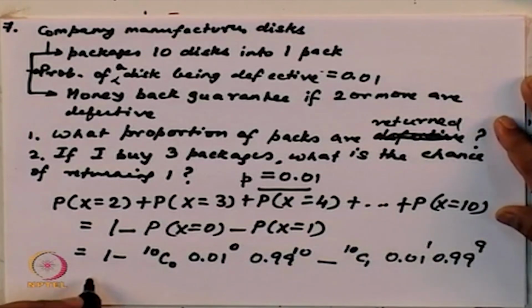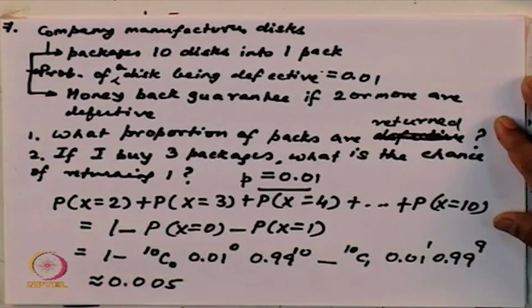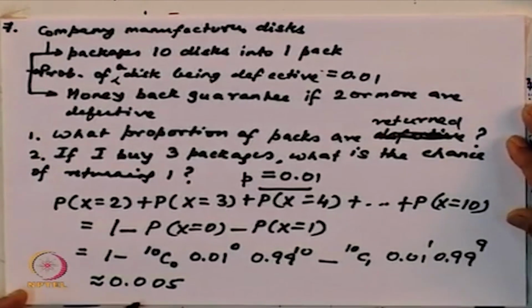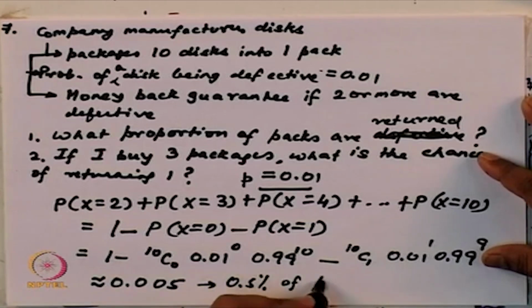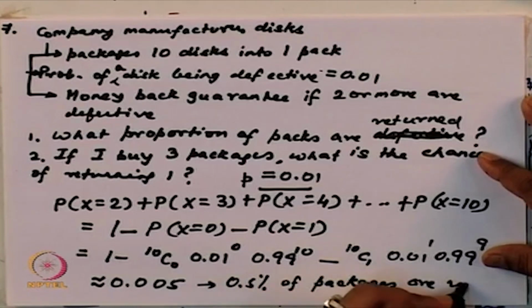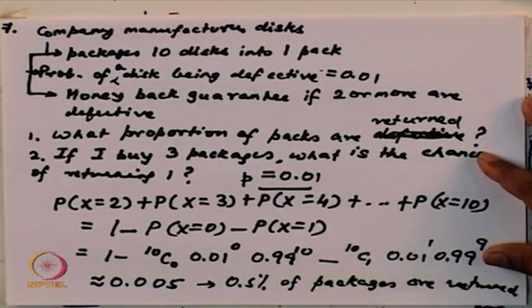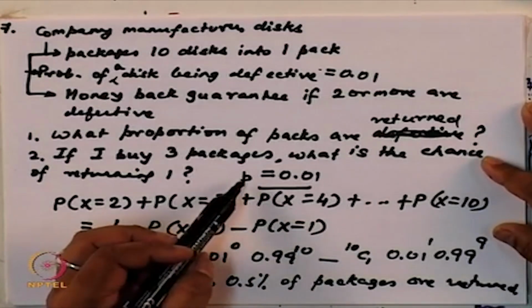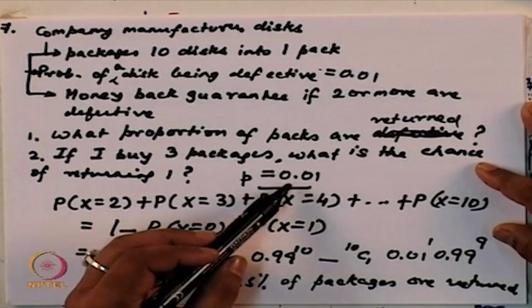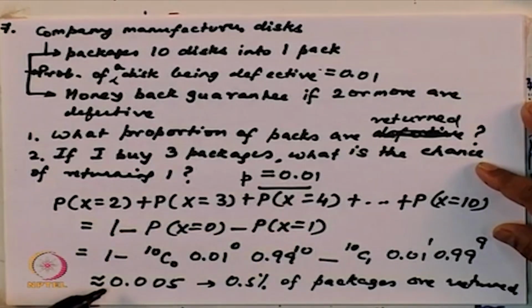So, if you do the calculation, you will see this will give you a value of roughly 0.005. So, this means that on an average 0.5% of packages are returned. Okay. Another thing you have to remember, p is the probability of a single disk being defective, which is 0.01, but this is the probability of the package being returned, which is 0.005.